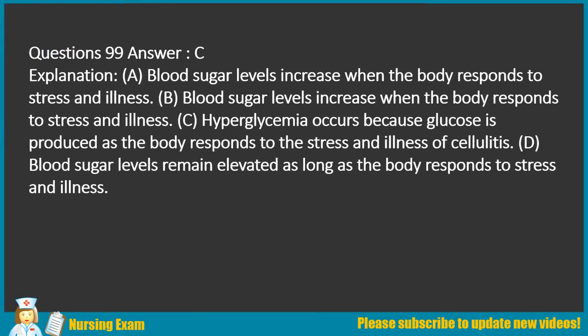Question 99 Answer: C. Explanation: A. Blood sugar levels increase when the body responds to stress and illness. B. Blood sugar levels increase when the body responds to stress and illness. C. Hyperglycemia occurs because glucose is produced as the body responds to the stress and illness of cellulitis. D. Blood sugar levels remain elevated as long as the body responds to stress and illness.